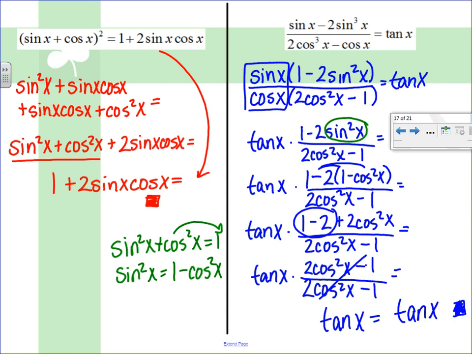When you're ready, let the video continue to play. Try the next 2 problems. Pause while you're working, and then hit play when you're ready to see the solution.